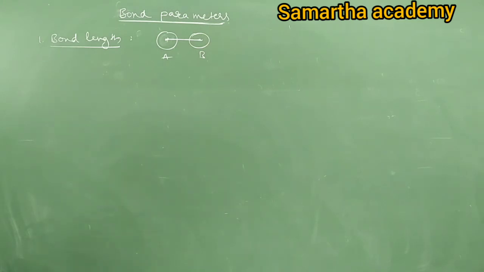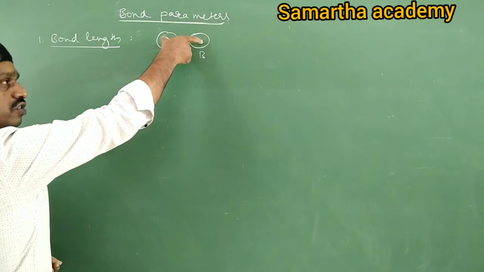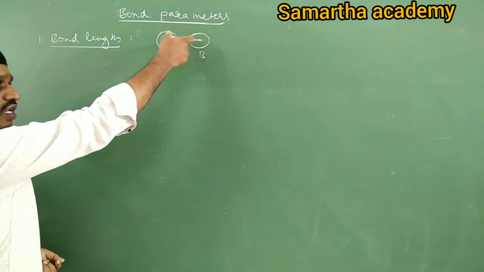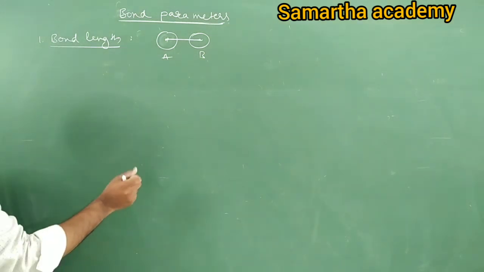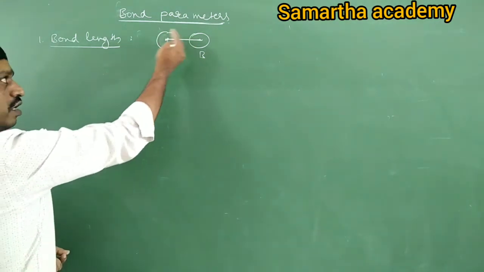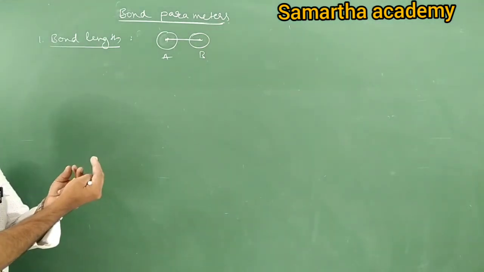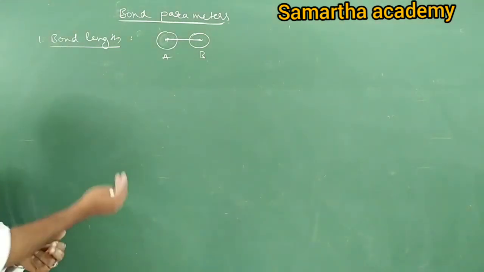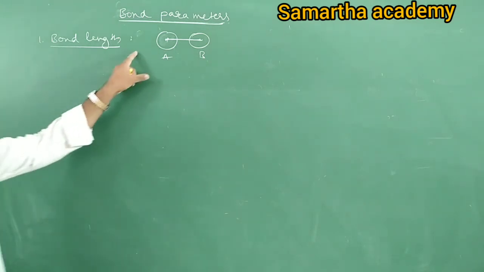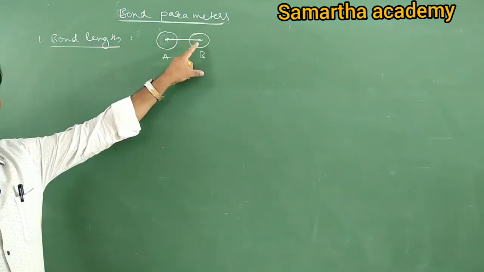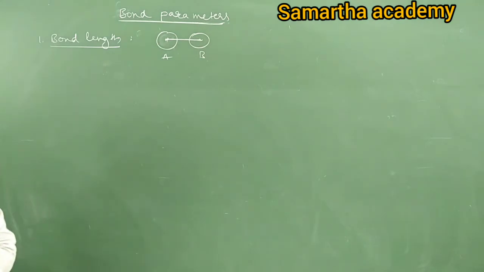Now, what is the bond length? It is nothing but the internuclear distance between two adjacent atoms. But here we say the equilibrium distance, because between atom A and atom B the bond will be in oscillation. So therefore, here we take the equilibrium distance between the nuclei of two adjacent atoms. It is nothing but the internuclear distance.